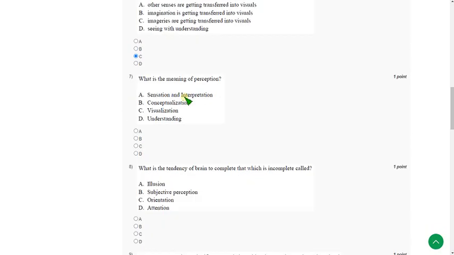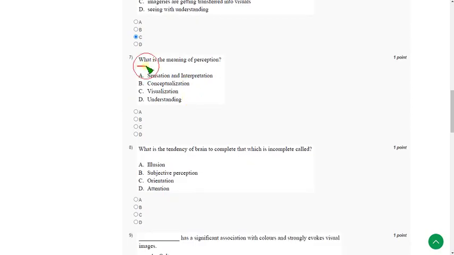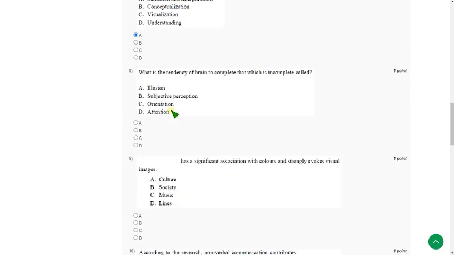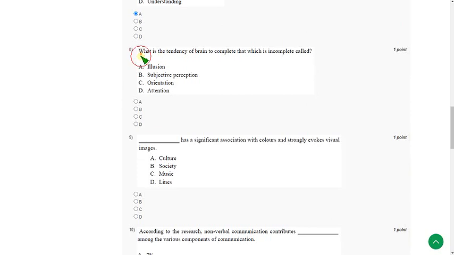Moving on to the seventh one. What is the meaning of perception? The exact answer for this is option A. Sensation and interpretation. So mark option A as the correct answer for the seventh question. Moving on to the eighth one. What is the tendency of the brain to complete that which is incomplete? The answer for this is option B. Subjective perception. So mark option B.